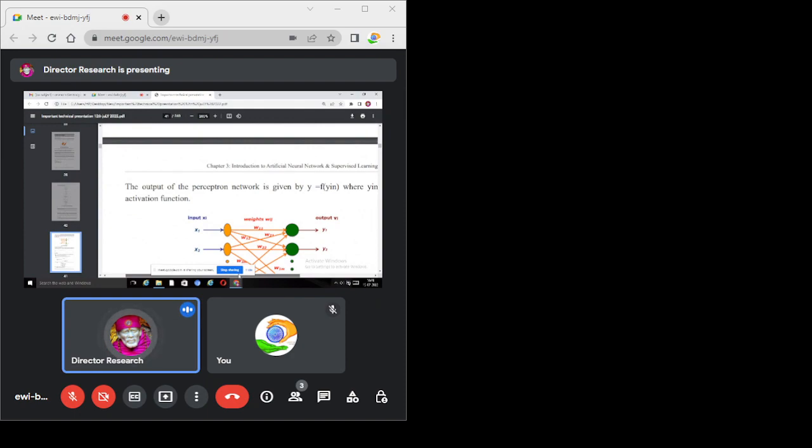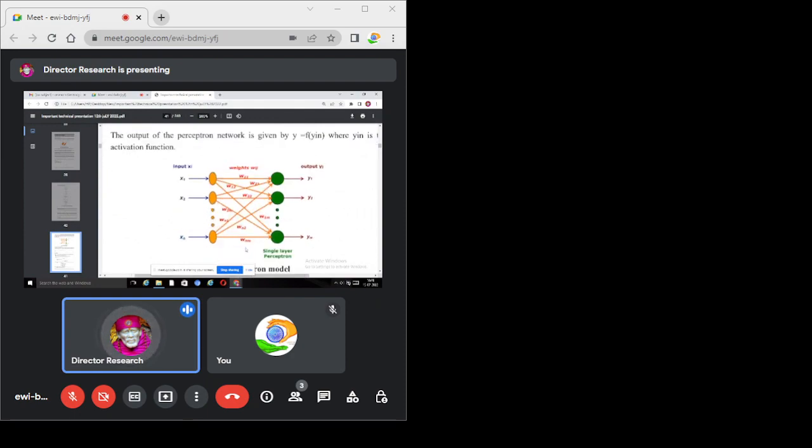The output of the perceptron network. Just examine the diagram corresponding to weights, inputs, and output. All weights you can observe. Here only the basic diagram is given: inputs with corresponding weights, and how the output will come, how the multiplications will come.